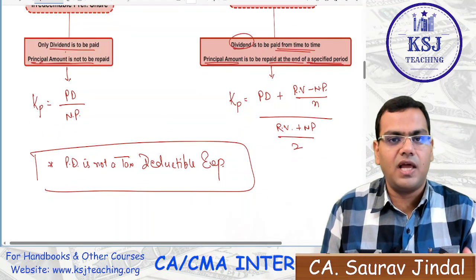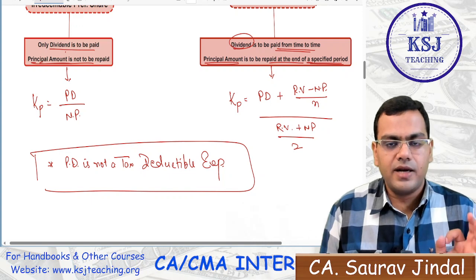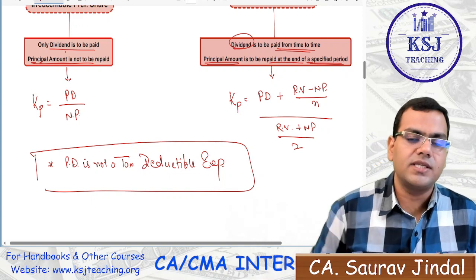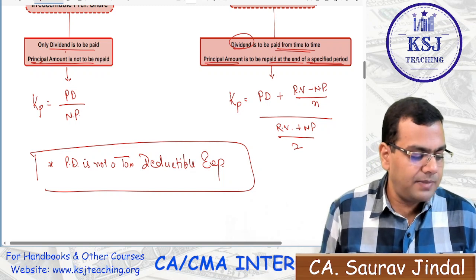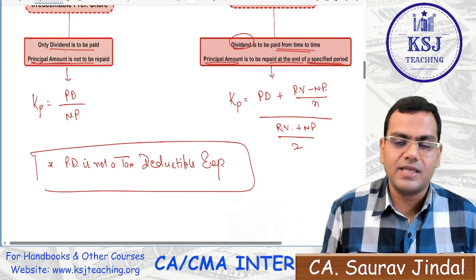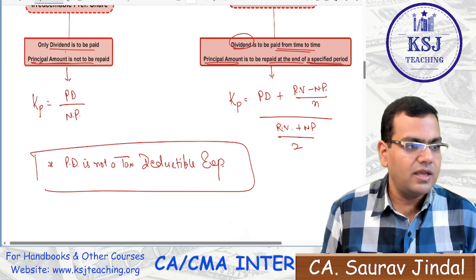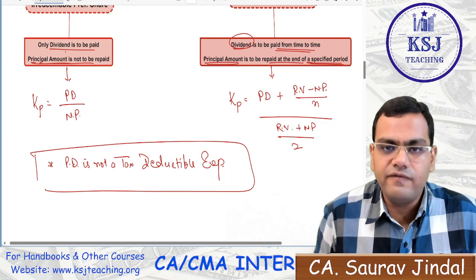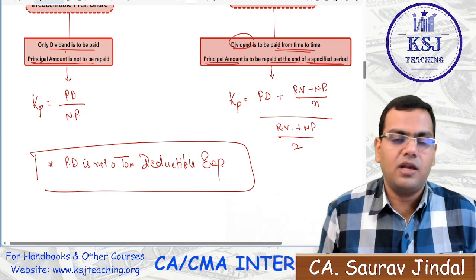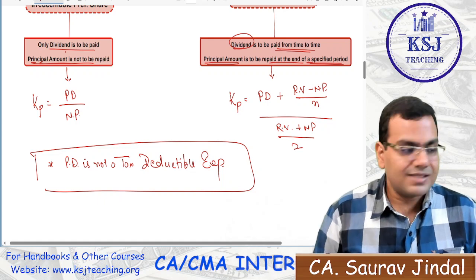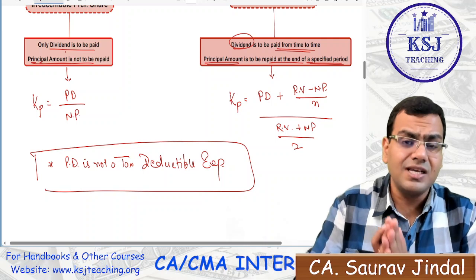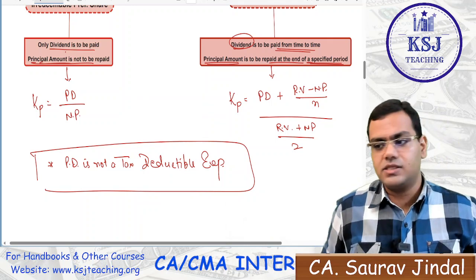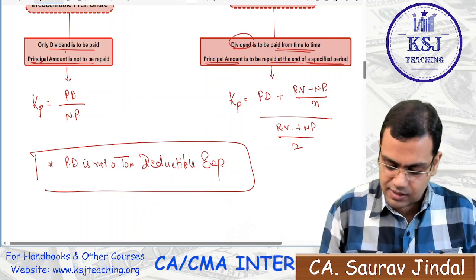Again, the redemption value rules will remain the same. Redemption value can be more than the net proceeds. Redemption value can be equal to the net proceeds. Redemption value can be less than the net proceeds. And if nothing is mentioned, then redemption value will be equal to the face value of the preference shares, right? These are the few small important points that you should remember, because these small important points can cause confusion during the examination, right?